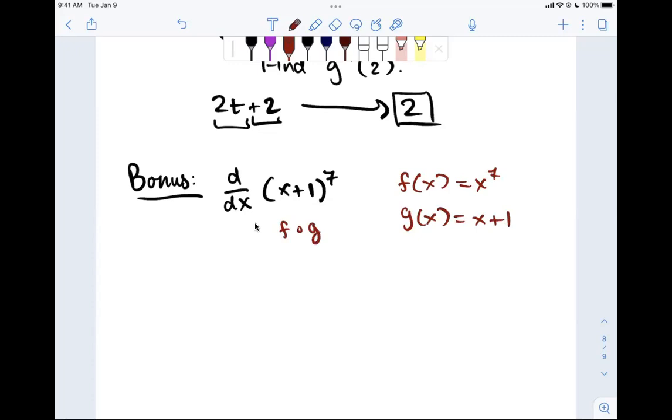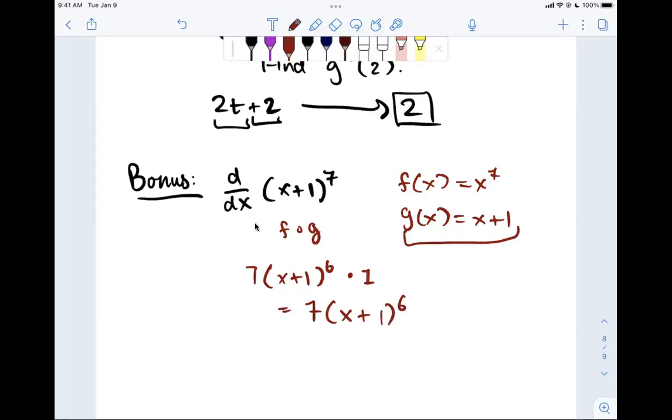So you take the derivative of f, which is 7x to the 6, but then you plug in g. So instead of this x over here, you actually plug in x plus 1 times the derivative of g of x, but the derivative of g of x is just 1. So that doesn't actually do anything. So times 1. And so the final answer to this will just be 7 times (x plus 1) to the 6th.